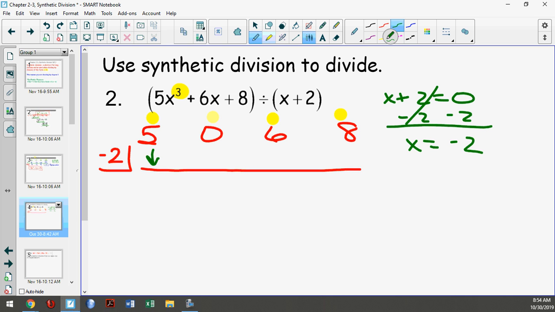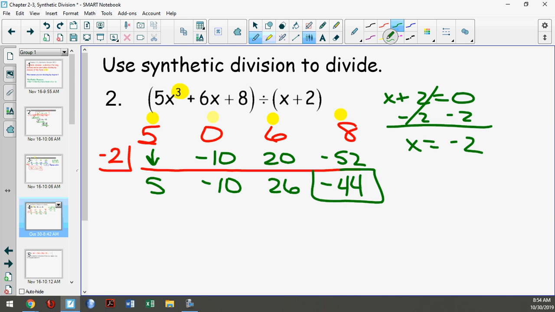Very first thing you're going to do is drop down the 5. Yes? Now what do we do on the diagonal? You multiply. 5 times negative 2 is negative 10. What do I do vertically? Add. 0 and negative 10 is negative 10. Diagonally, I multiply. Negative 2 times negative 10 is 20. Vertically, I add. 6 and 20 is 26. Diagonal, I multiply. That's going to give me a negative 52. Plus 8 is going to give me a negative 44. This is what we call the remainder.